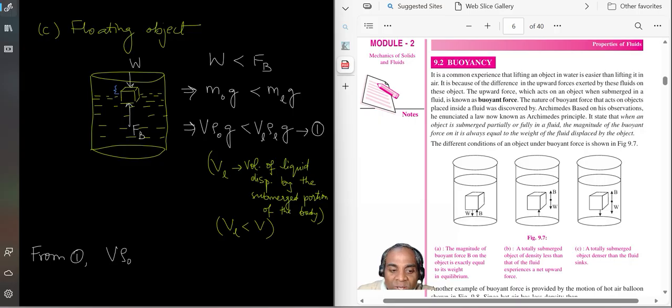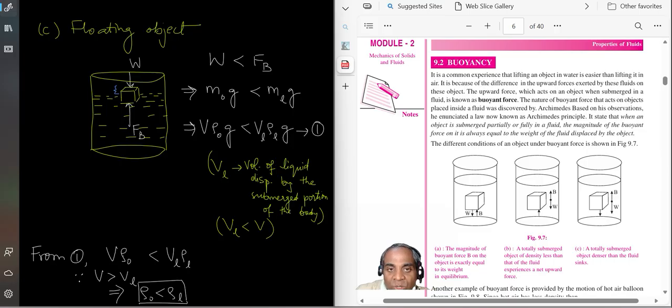V into rho O into G is less than VL into rho L into G. Eliminating the common term, which is G here, we can say V into rho O is less than VL into rho L. Now, since VL is less than V, or V is greater than VL, this quantity is greater than this quantity, and still its product with rho O is less than the product of this quantity with rho L. That means, doesn't it mean that rho O is less than rho L? Density of the object is less than density of the liquid.